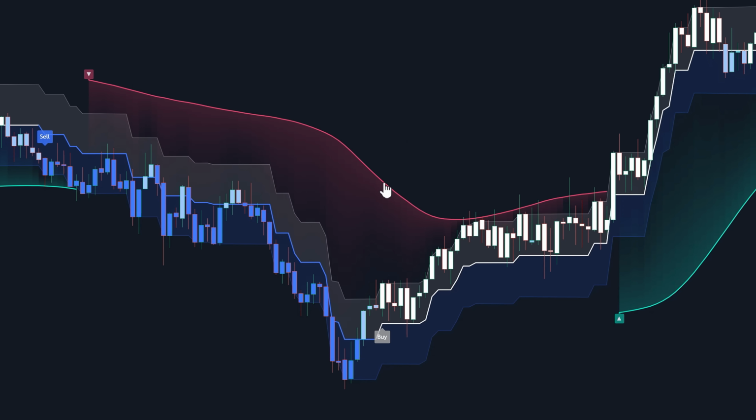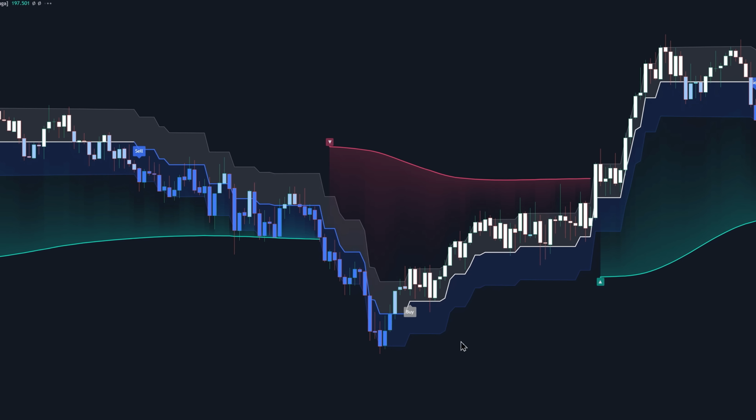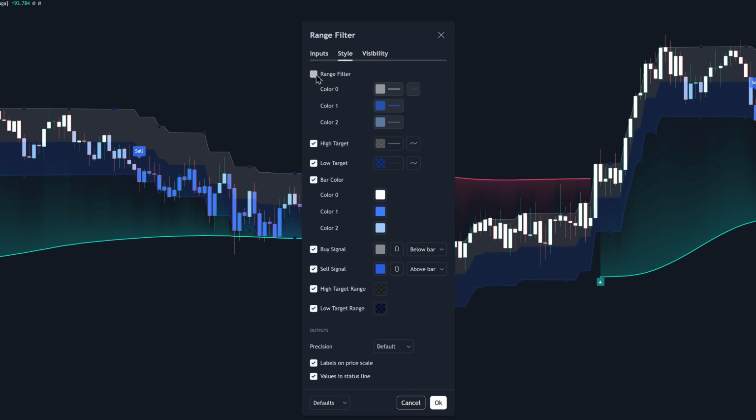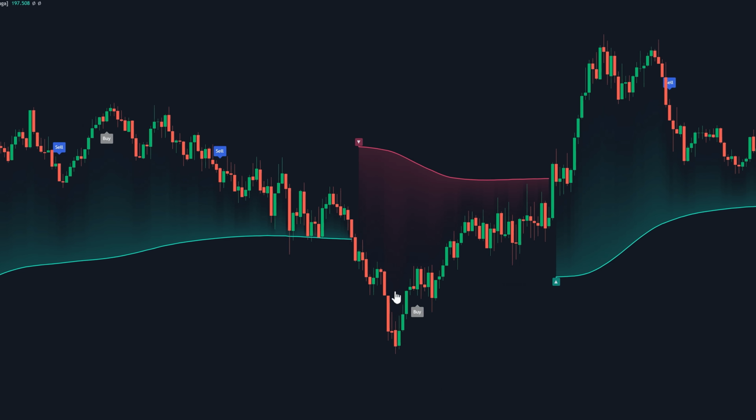Double click on it, and then you want to change the VIDIA length to 34. After that, click OK. Also, you want to double click on the range filter, and then on the Style tab, you want to disable the range filter, the high target, the low target, the bar color, as well as the high target range, the lower target range, and then click OK. So we're only going to be left with the buy and sell labels.